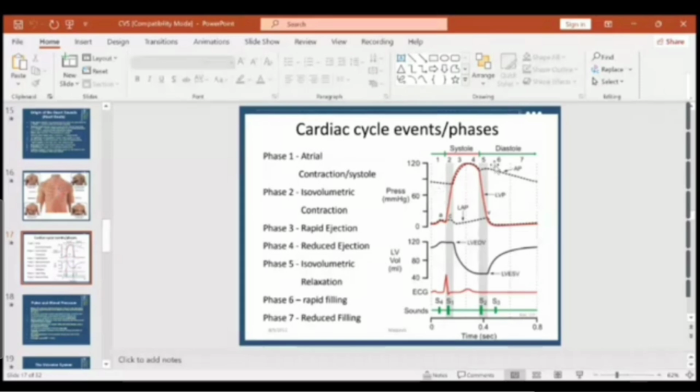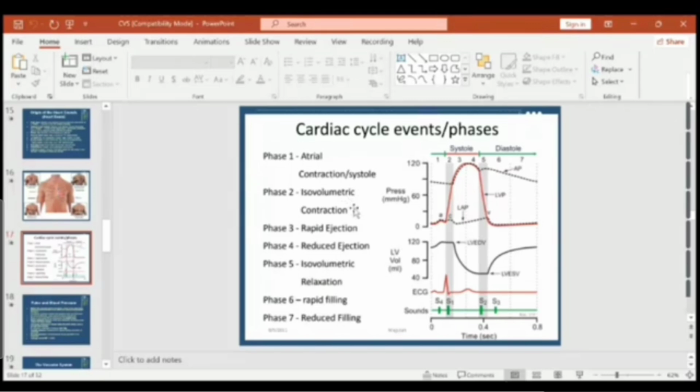We reach some point where we have a contraction, but the volume is not increasing or reducing. And we call that one the isovolumetric. Iso means zero or constant. So the volume is zero, but we're still having contractions of the cardiac muscles.